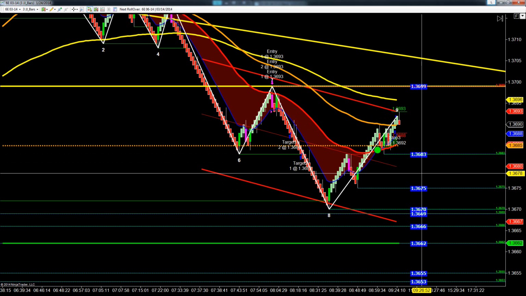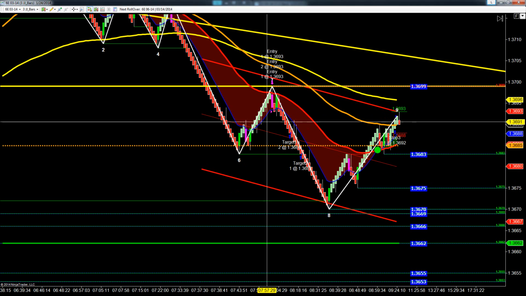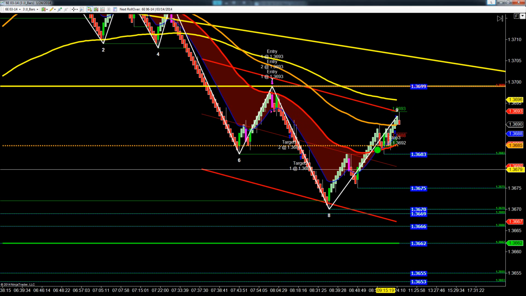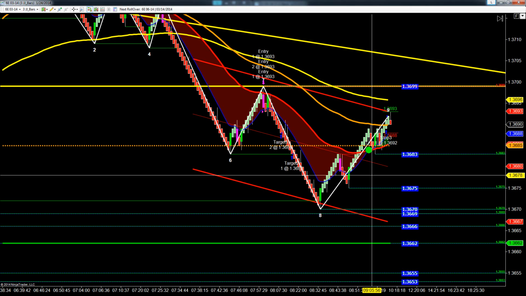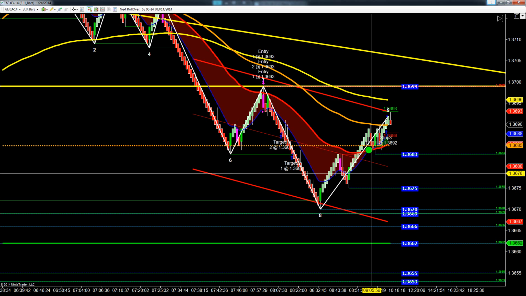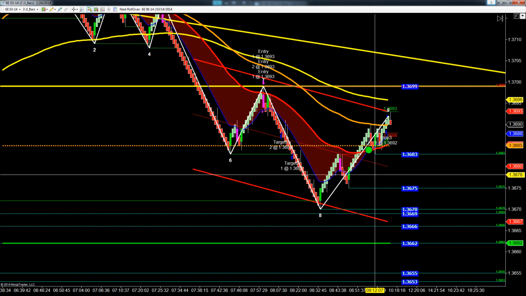$262.50. Not bad. It definitely did take quite a bit of time. I mean, it took about an hour and a half for this to finally work out. And that's the only downfall that you really see trading this early in the morning before the sessions really start getting to rock. But overall, really good trade.